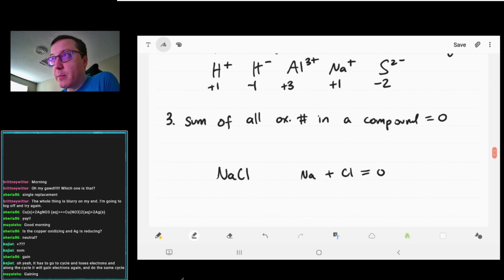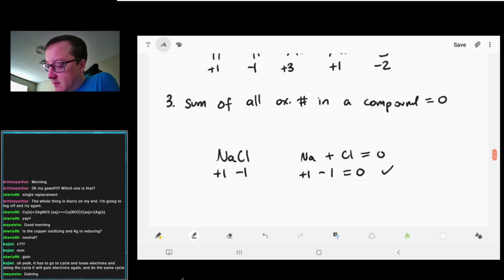Sodium in this compound is going to have a charge of +1, right? And chlorine is going to have a charge of -1. So we should see that 1 minus 1 equals 0. Hooray! This is essentially charge balancing for ionic compounds. So again, it's something that we've already done. So if you can charge balance something, you can kind of figure out the oxidation states as well.